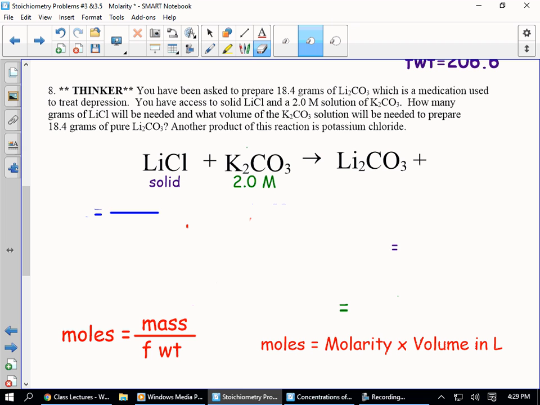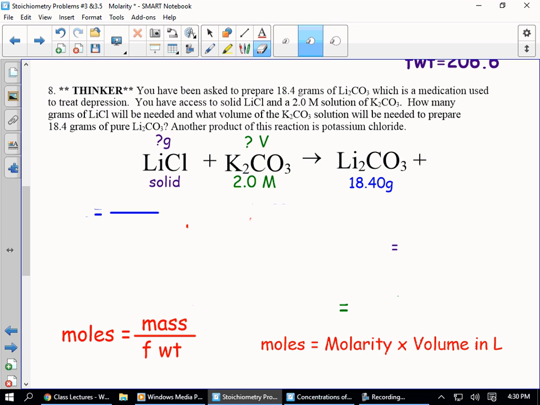How many grams of LiCl and what volume of K2CO3 will be needed to prepare, if I wanted 18.4 grams of Li2CO3?